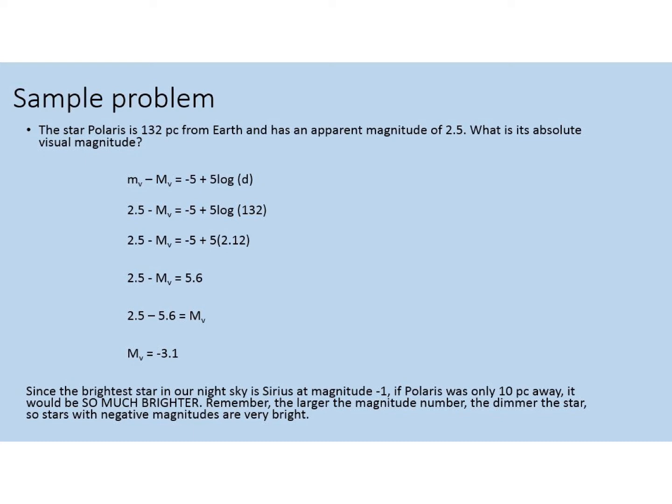Since the brightest star in our night sky is Sirius at magnitude -1, if Polaris was only 10 parsecs away, it would be so much brighter. Remember, the larger the magnitude number, the dimmer the star. So stars with negative magnitudes are very bright.